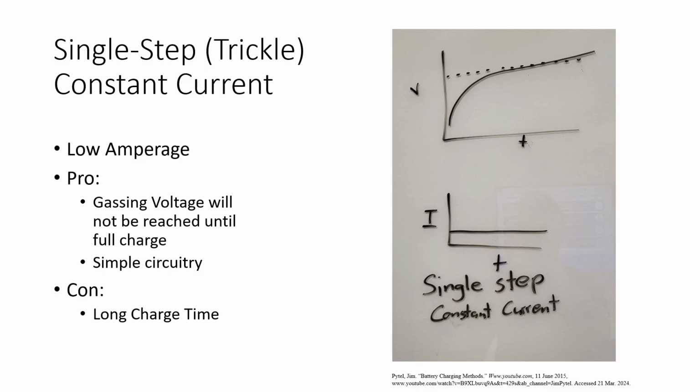Low, steady current. The advantage of this is that the gassing voltage is not going to be reached until it's fully charged. That's great. And it's also very simple circuitry. The disadvantage is that it's going to take a long time. As we all know, time is money, so it's not a very cost-effective solution. It's not bad, but it's not very effective or efficient. So now let's take a peek at the multi-step. Maybe the multi-step will be more efficient. Let's find out.